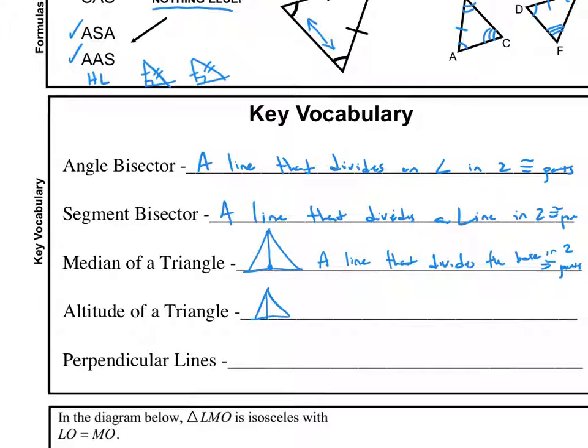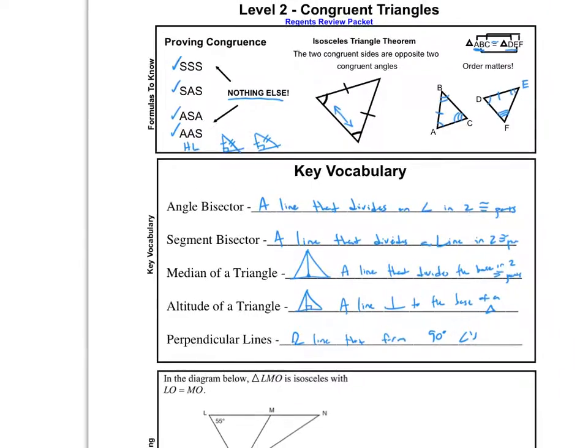This is a line that goes down. It doesn't go to the middle, but it makes a 90-degree angle. So this is a line perpendicular to the base of a triangle. And then finally, what is perpendicular? Well, that's 2 lines that form 90-degree angles. So those are the main things that you have to know from this unit, okay? You have to know these definitions. You have to know the 5 ways to prove congruence. Now let's do some practice problems.